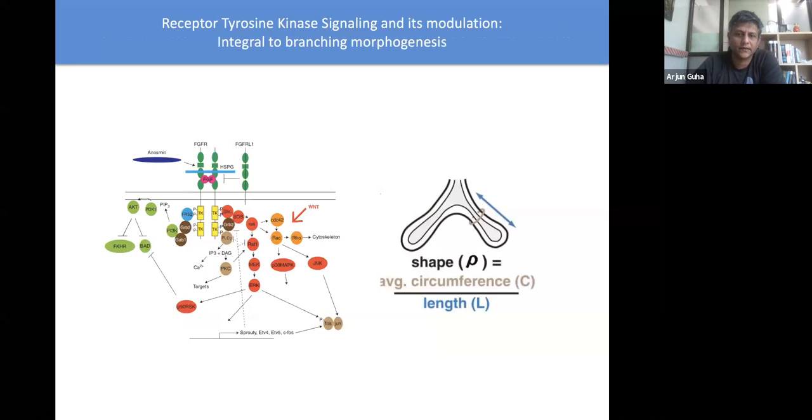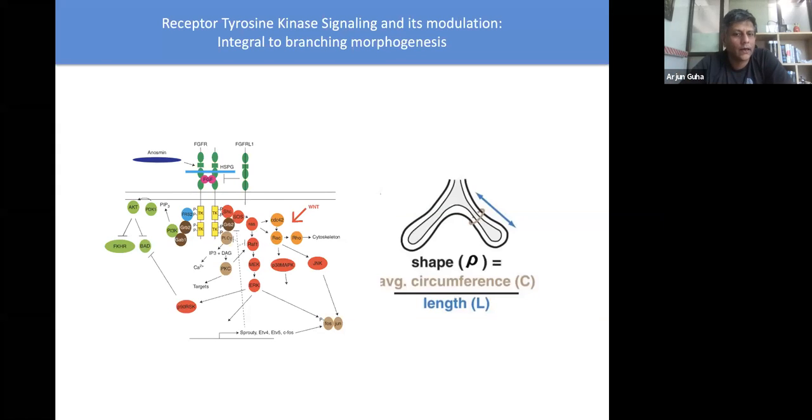So I'd like to go a little bit deeper into receptor tyrosine kinase signaling and its modulation, because I think when it comes to thinking about how these branch structures are forming, it's important to get into some measure of detail in terms of the regulation of RTK signaling. So as you know, RTK signaling occurs by many different arms. One of them, of course, and the most celebrated arm is the RAS axis. The other, of course, is the PI3 kinase axis.